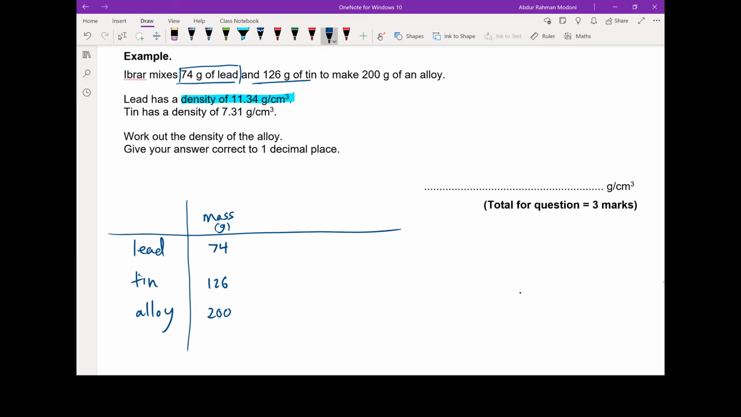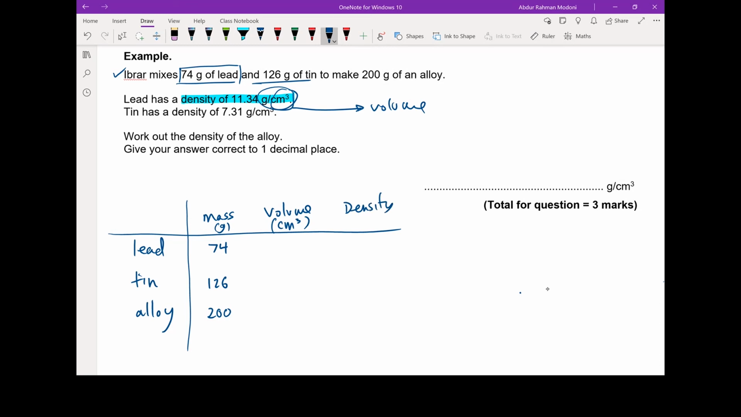So we've written that down. That's the first line, tick, done. I've presented my information onto the diagram. Then it goes on to say lead has a density. So I'm going to go and put density here. Now, since density is made of grams per centimeter cubed, we know that centimeter cubed represents volume. So here we're going to add another column, volume, and I'm going to write down centimeter cubed as my units. And I'm going to add a third column, density.